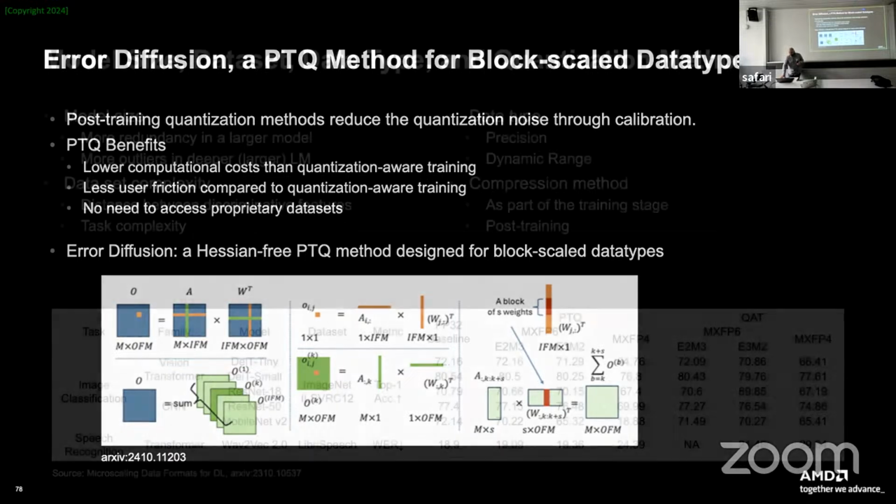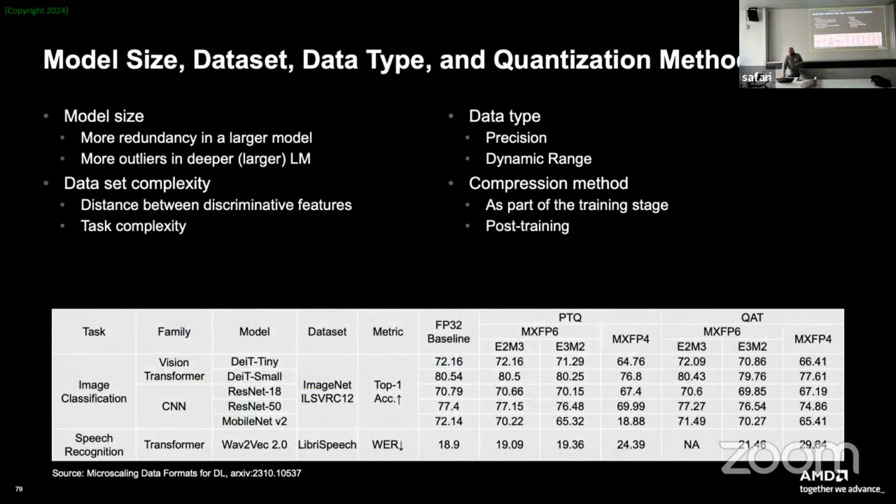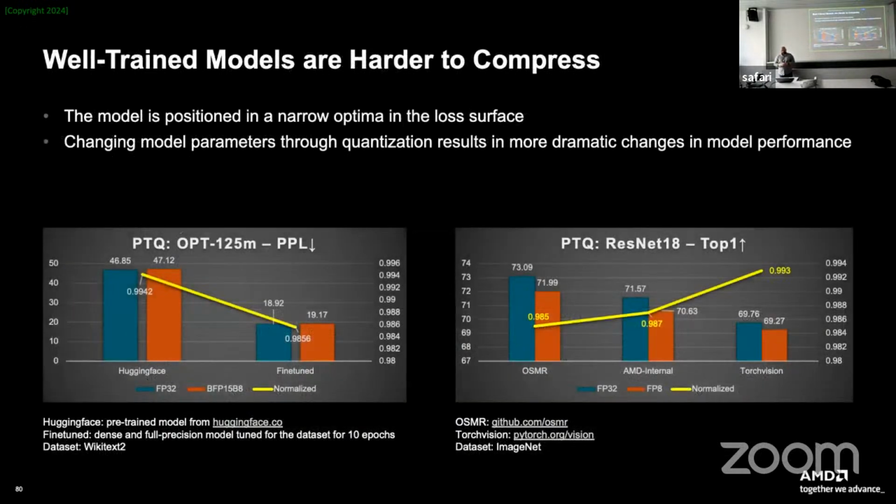I'm going to go to the next slide. These are the results of that paper. You can go back and check it later, but I'm trying to make the point that when you get to the smaller data types, it gets challenging for PTQ, then you have to go QAT, and there is a dependency between the data type you use, the model size, the data set complexity, what's the distance between your discriminating features, and what's the task, and so on and so forth. The next slide has a very important message, which is the complexity of quantizing a well-trained model.